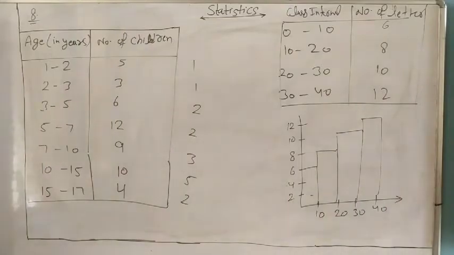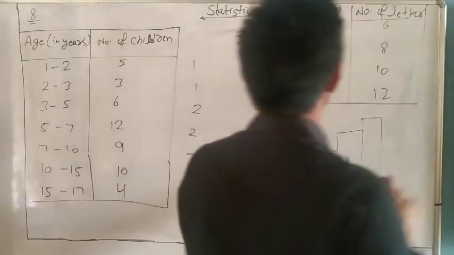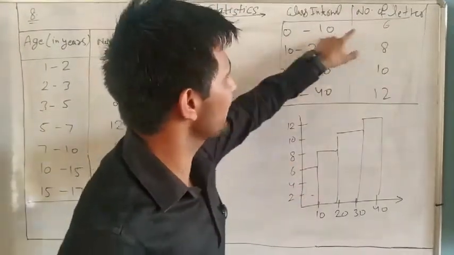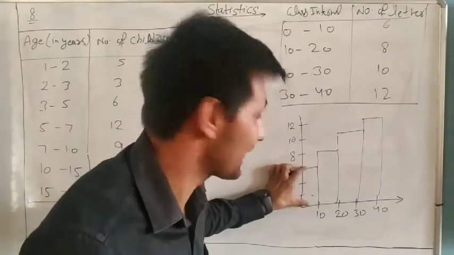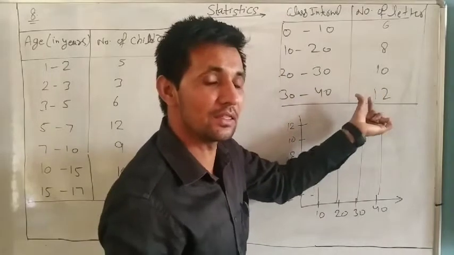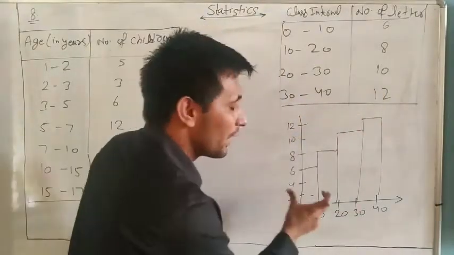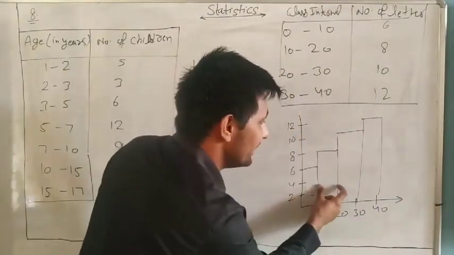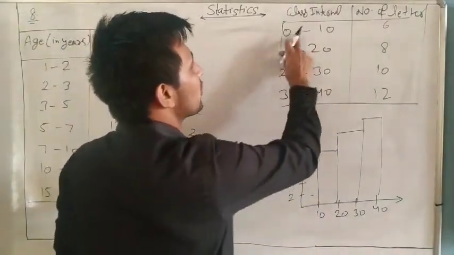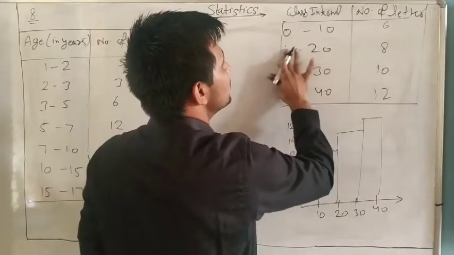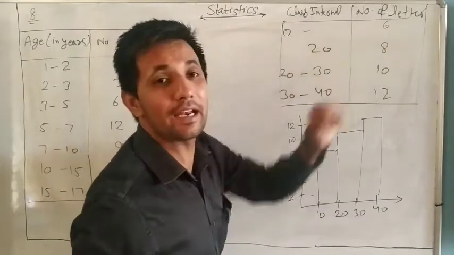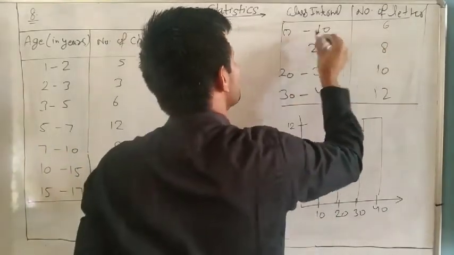But suppose I tell you directly that 0 to 10 is 6. 0 to 10, how many letters? 6. It is the length of the rectangle. These are all rectangles, with their lengths, and I told you the width of each rectangle is always the same. Suppose in this question 0 to 10 is given as 6, and 0 to 20 I am not taking directly, so it is 6 plus 10.